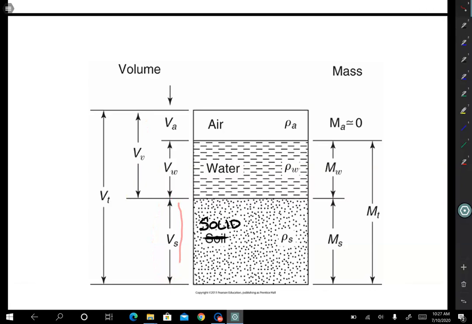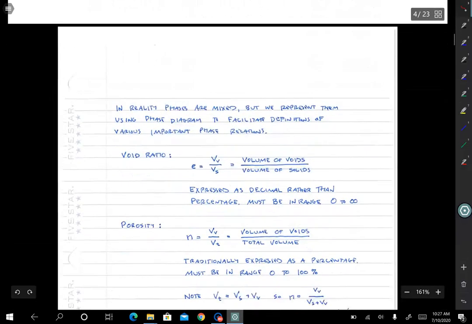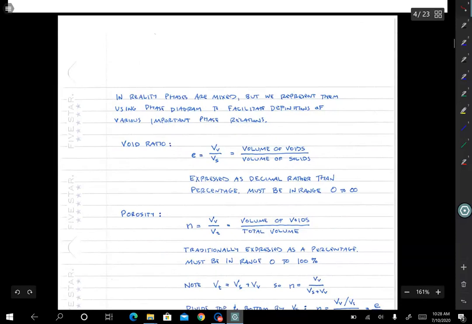And so that's the void ratio, a very important quantity. High void ratio means that the soil is pretty loose. Low void ratio means that it's pretty dense. And it's expressed as a decimal rather than as a percentage. And the reason is that its range can be anywhere from 0 to infinity.